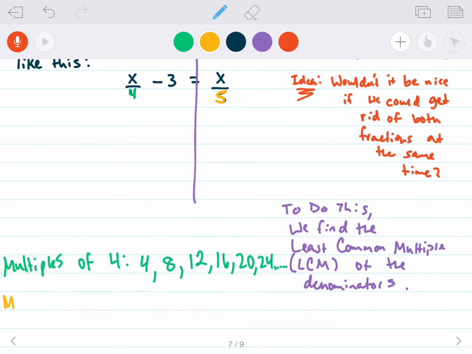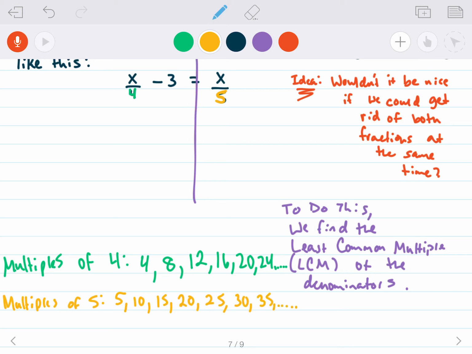What about multiples of 5? Multiples of 5, we have 5 times 1 is 5. 5 times 2 is 10. 5 times 3 is 15. 5 times 4 is 20. 5 times 5 is 25. 5 times 6 is 30. 5 times 7 is 35, etc. So these are all multiples of 5.